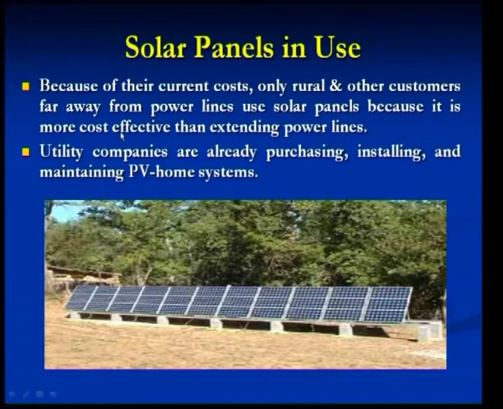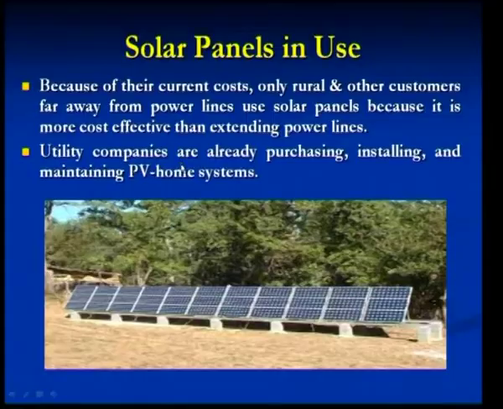And the solar panels which are in use, this is a picture of that. Cost is one particular factor which is denying the complete commercialization of solar energy power. Because of their current costs, only rural and, as I have said, other customers who are far away from the power lines use the solar panels, because it is more cost effective than extending the power lines. So wherever it is proved that the conventional methods are very costly, in those areas it is possible to afford a solar panel, so that you get the energy at a lower cost.